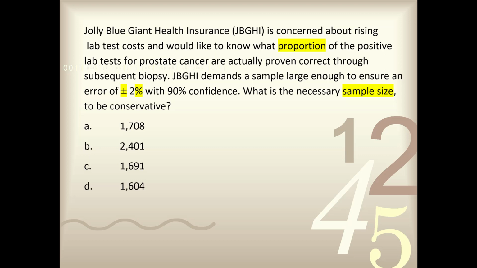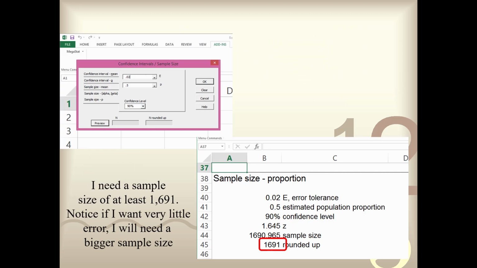Okay, so if we go to Megastat, sample size for proportion, I plug in 0.02 for my error. Again, I don't have an estimate of the sample proportion, so I just put 0.5 because that's going to give me the highest sample size, so that's the most conservative. Hit OK, and I need a sample of at least 1,691. Okay, notice if I want very little error, I need a big sample size. So we saw that when we upped the error, we didn't need as big of a sample size.